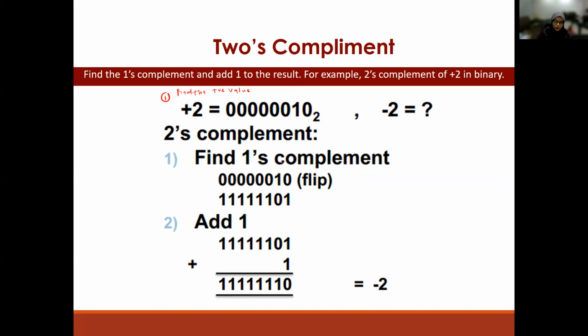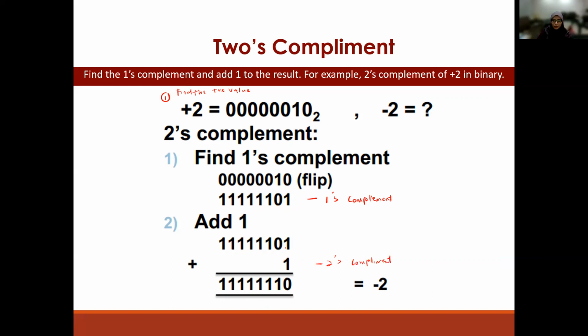So 1's complement means, 0, 0, 0, 0, 0, 0, 1, 0, we need to inverse each bit. So the answer would be 1, 1, 1, 1, 1, 1, 0, 1. So this is 1's complement. And then 2's complement means we need to add 1 to the result of 1's complement. So add 1 here. This is 2's complement. So this is the answer.